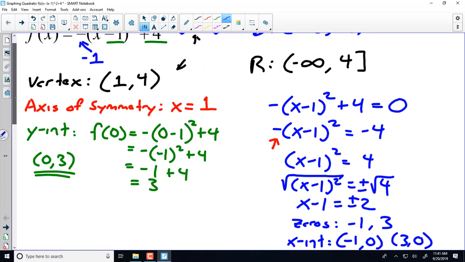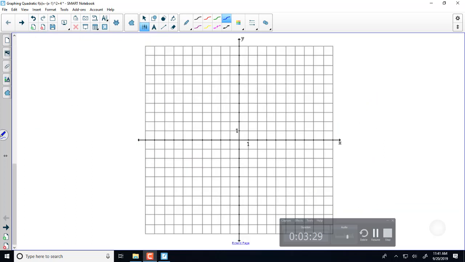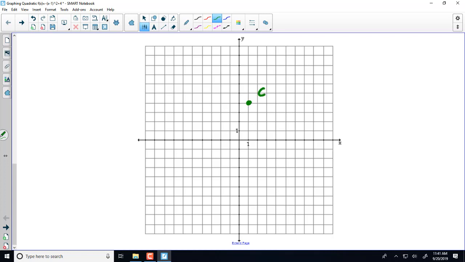Okay, so we have our vertex, our y-intercept, our x-intercepts. We know which way it opens, we know the range, we know all sorts of stuff, so now we are ready to draw a graph. So let's do that now. Okay, here we are everyone, about to draw our graph. And let's put our vertex in first. That's going to be at 1, 4, right here. And we also have a y-intercept at 0, 3.